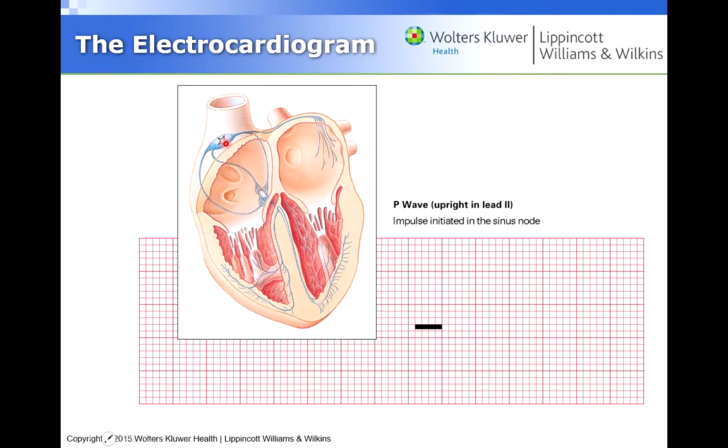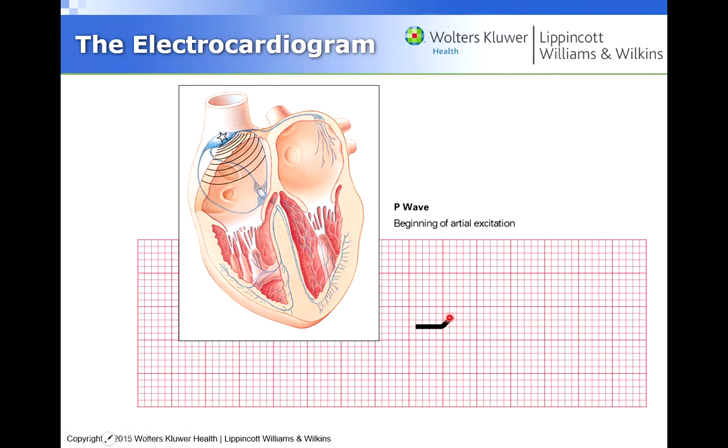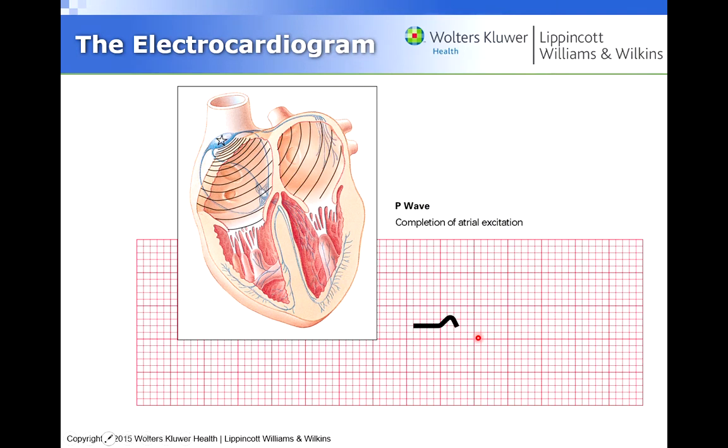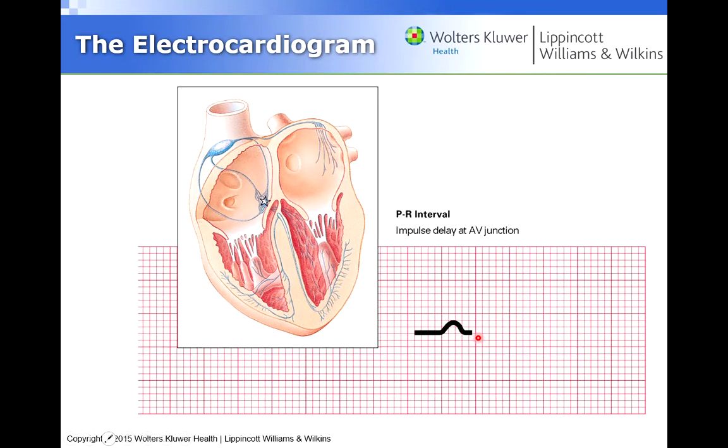Let's start here in the SA node. Here's our electrical activity. The impulse is initiated at this sinoatrial node, and we then have propagation across the atria. As this electrical activity begins to propagate across the atria, this electrical impulse generates our P wave. It's the atrial excitation that completes our P wave. So with completion of atrial excitation, we're going to have atrial contraction, moving blood from the atria into the ventricles.